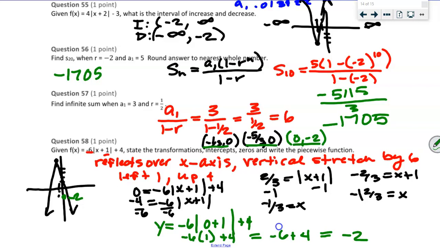And then our zeros, remember, are going to be the x-intercepts. So our zeros are going to be x equals -1/3 and x equals -5/3, okay?